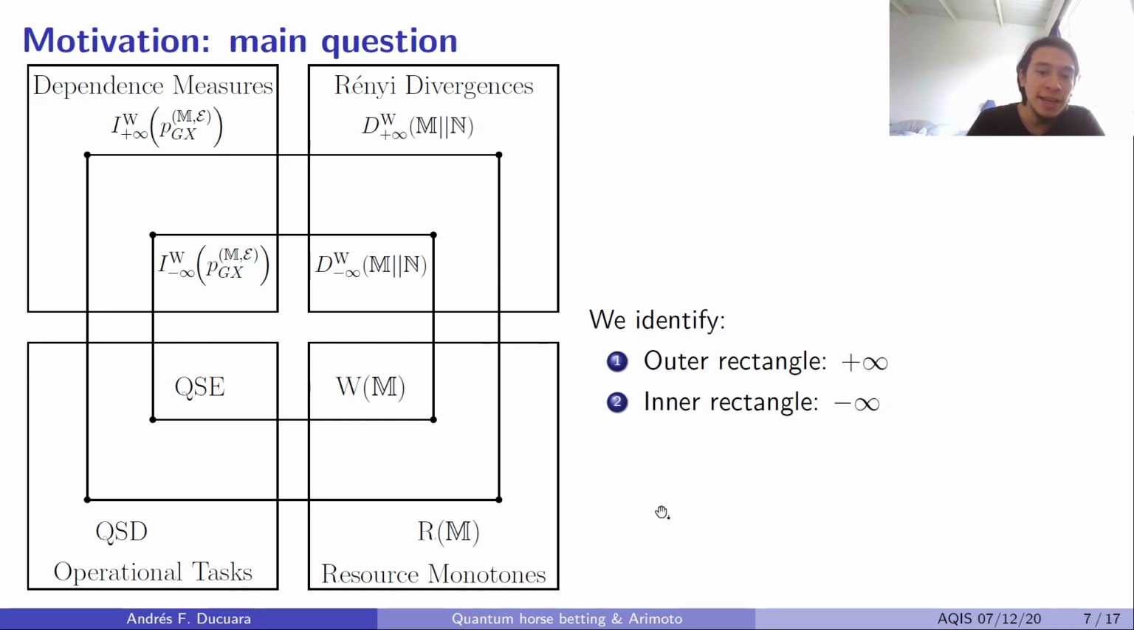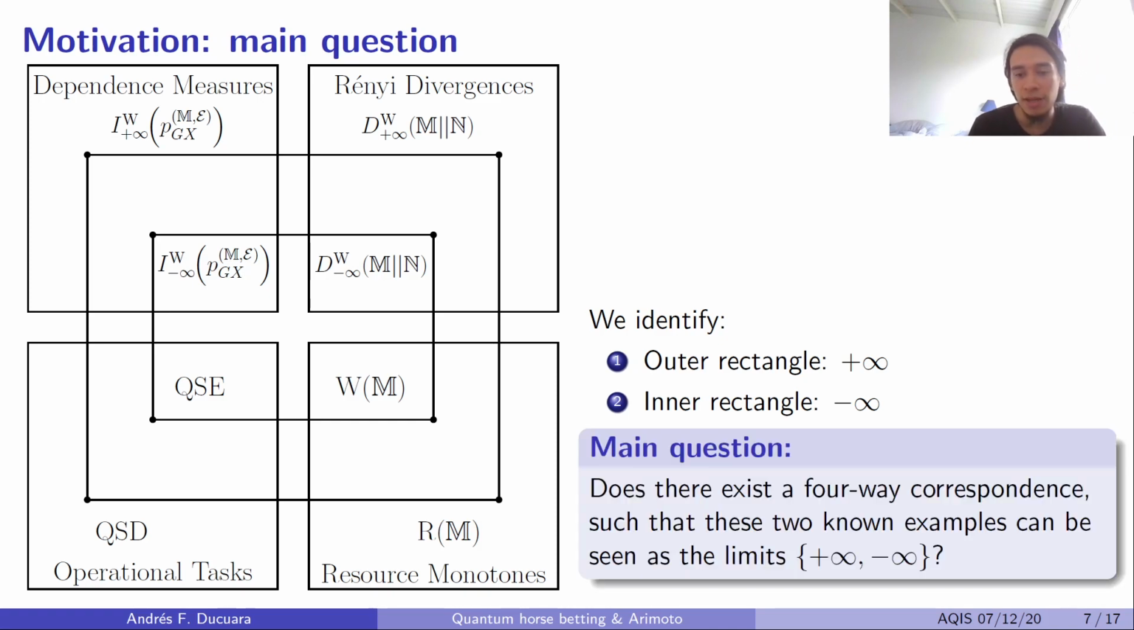Right, so having a diagram like this, the first thing that we can identify is that we have some plus infinities here in the outer triangle, and we have some minus infinities on the inner triangle. And therefore, we can think about the outer triangle being somehow like plus infinity, and the inner rectangle, sorry, being minus infinity.